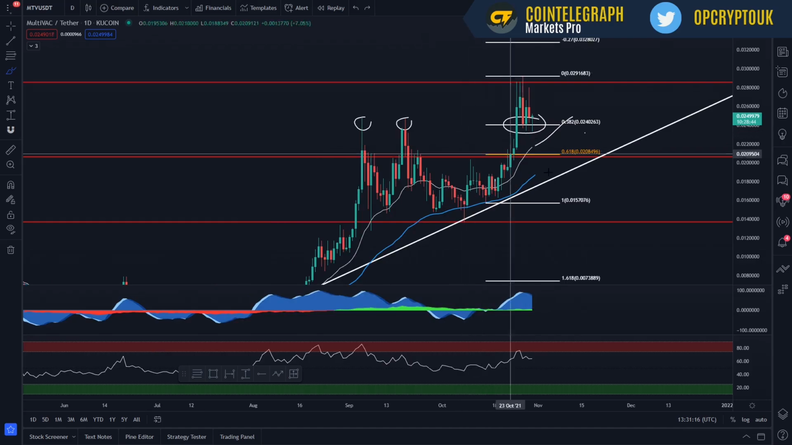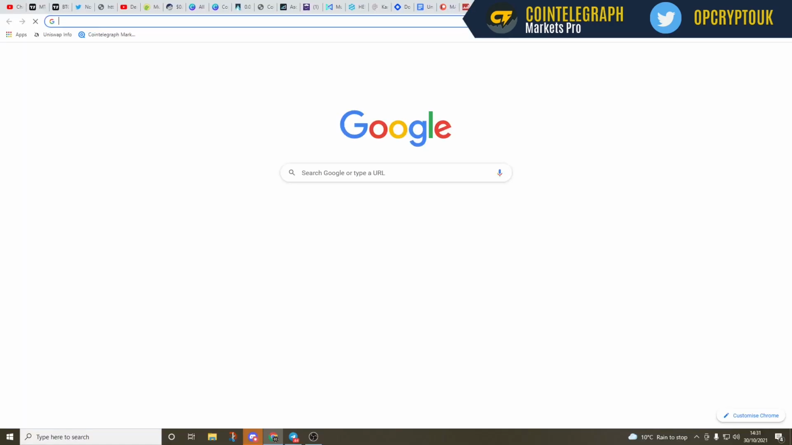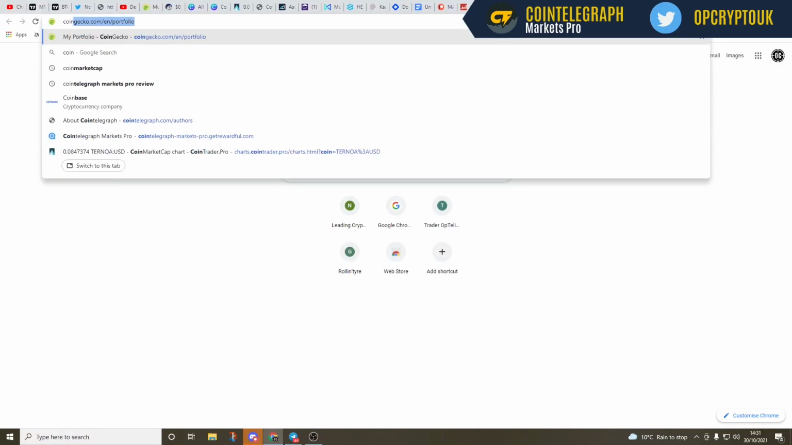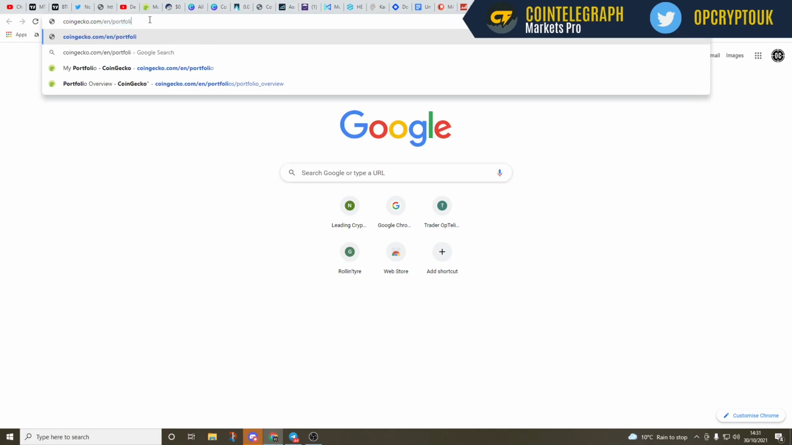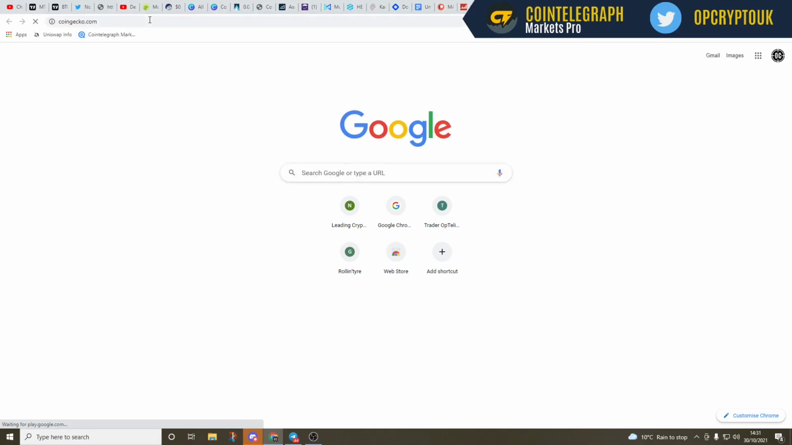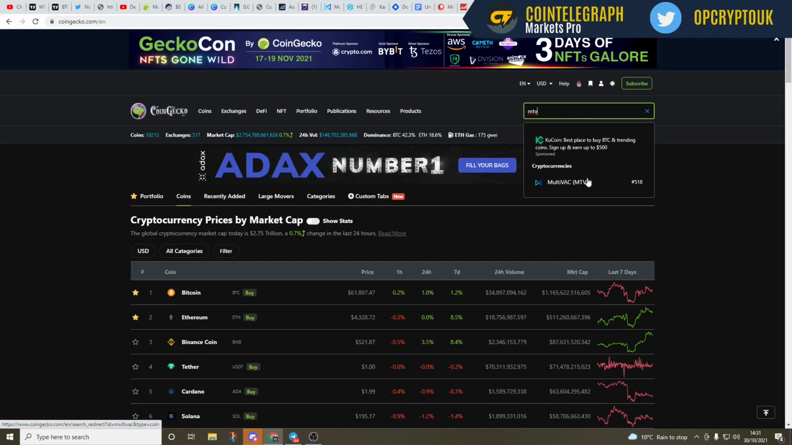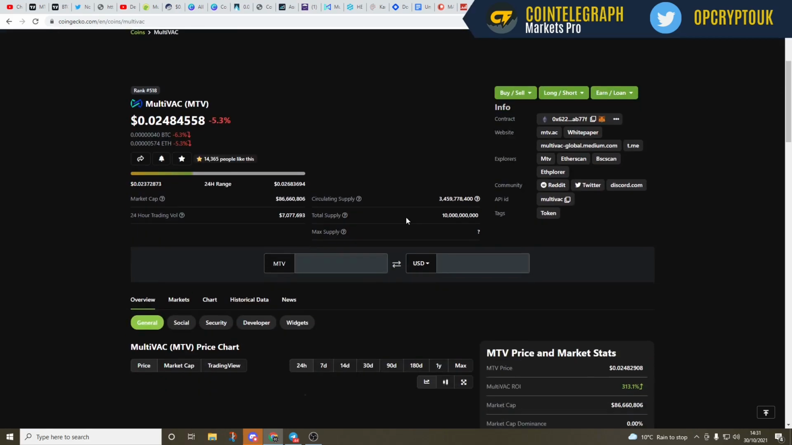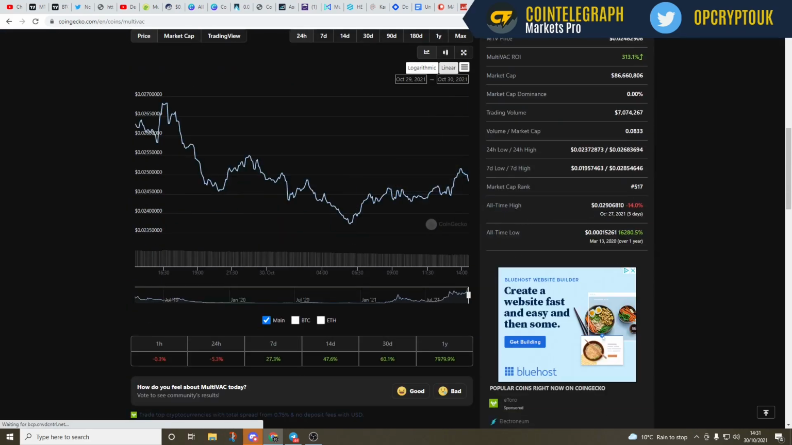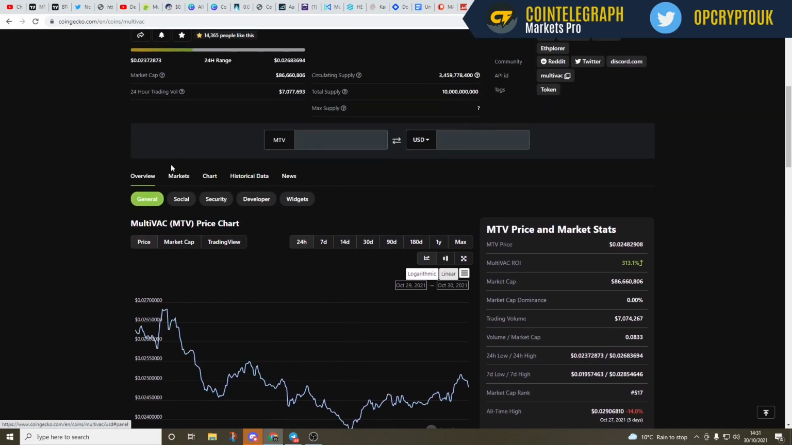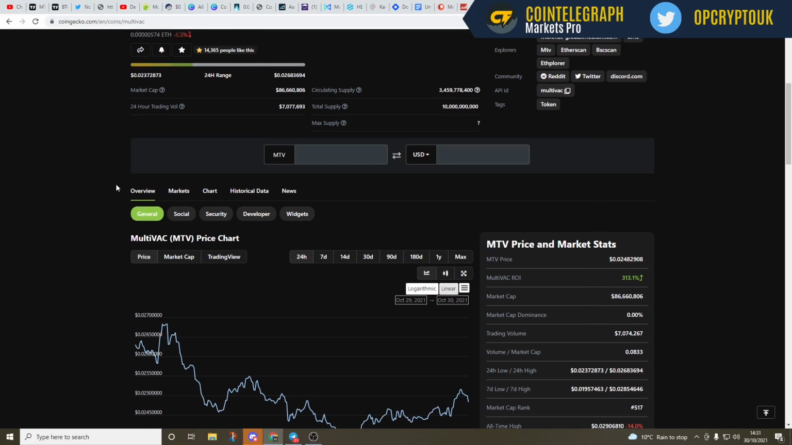It's still massively undervalued. If we just take a quick look at CoinGecko and have a look at some of the volume that's involved and see what the current market cap is, because it's still low. If we just look at MTV here, MultiVAC ranked 518, all-time high is 0.029, which I said, but the market cap currently is $86 million, so that is low. It's less than $100 million, which in my opinion I'd class as, maybe not a micro cap, but it's definitely a low cap gem.